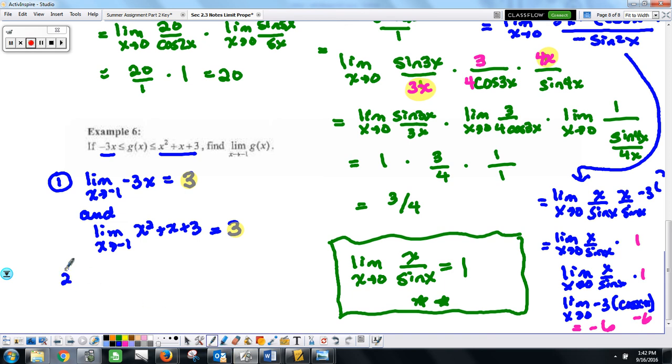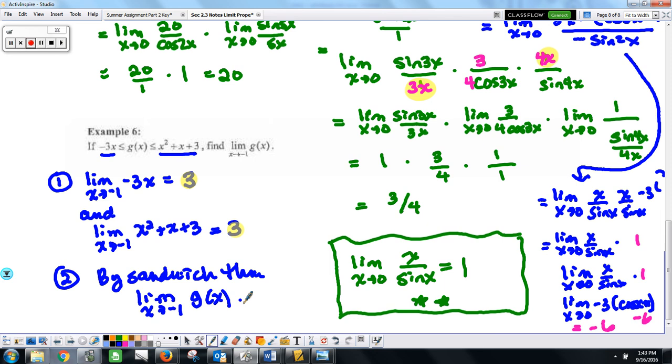So number 2, we just make a conclusion by the sandwich theorem. I also can't spell. I know there's no H in that. The limit as x approaches -1 of g of x would have to also be 3, and we're done with that problem. So it's quite an easy concept, the sandwich theorem. Just thought I would throw one more example in.